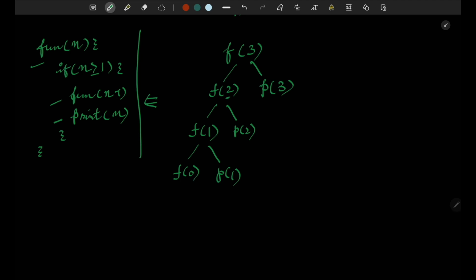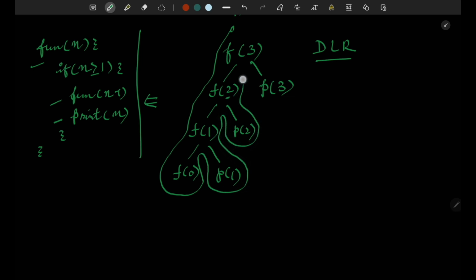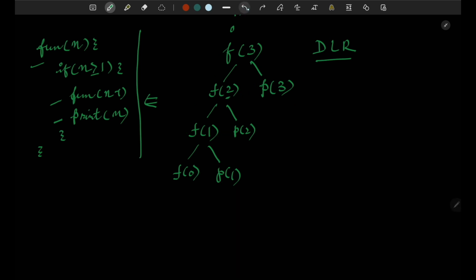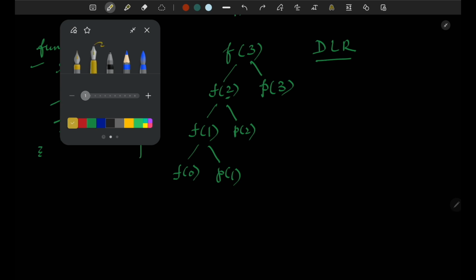So how do we analyze the recursive tree? The method is to start from the root node and go down, left, then right. So we start from here, go down, then cover the left one, then the right one, and then we come back. This is the way in which we usually try to cover the recursive tree. Let me undraw this one and use a different color so that I can represent it in a much better manner.